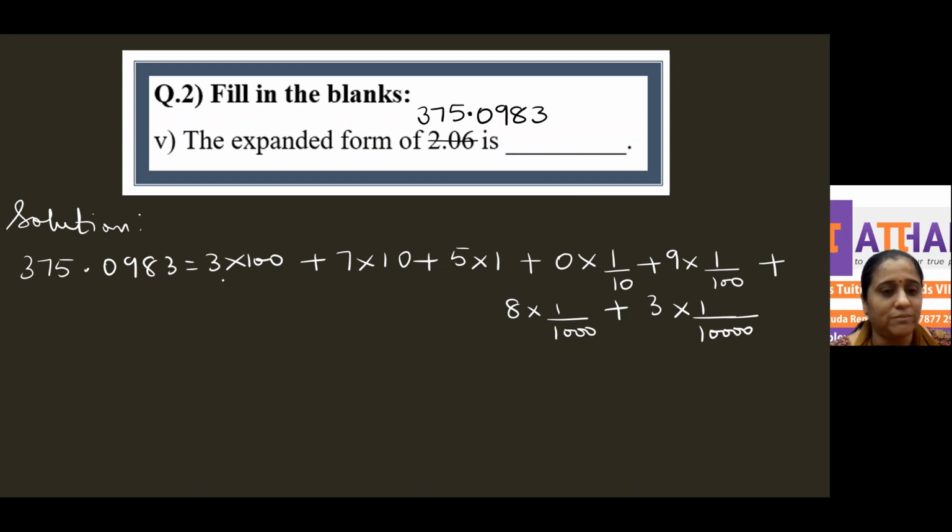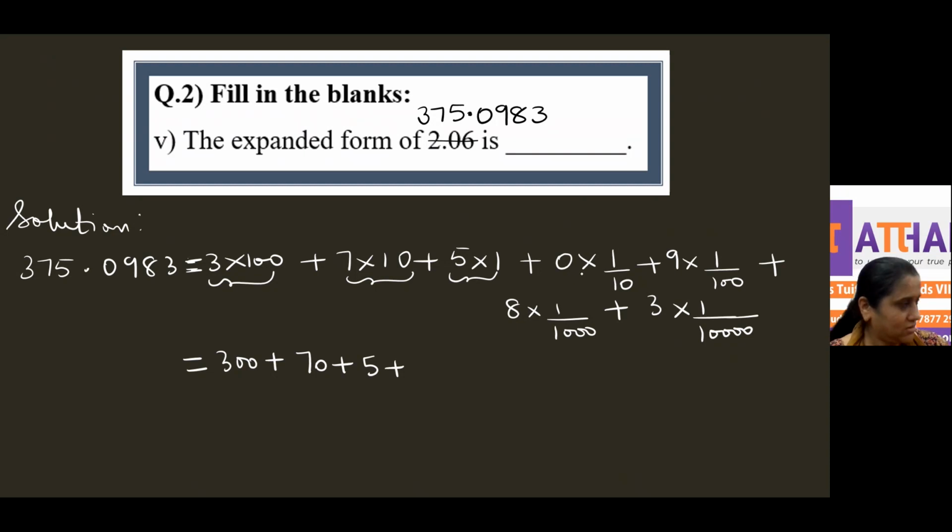Correct. Now next step. You should put the equal to sign below this equal to sign. Now what is 3 into 100? 300 plus 70 plus 5 decimal. So, 0 into 1 by 10 is 0. So leave it, or you can write 0. Then plus.